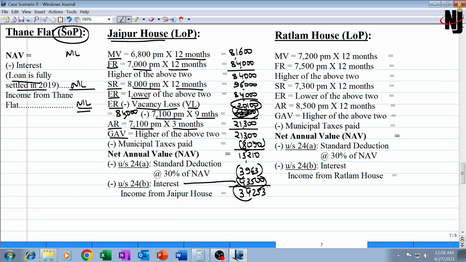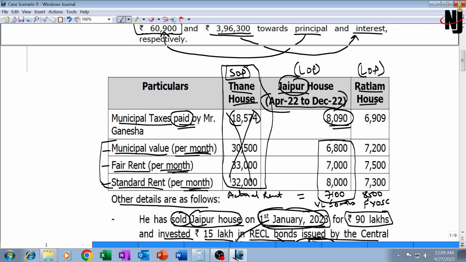34,253 negative loss. Doesn't matter, there could be loss also. Now coming to Ratlam house. For Ratlam house there is no vacancy loss. It's being let out for the entire 12 months period. However, details I have already jotted down in that solution, but you can pick up the details from here.